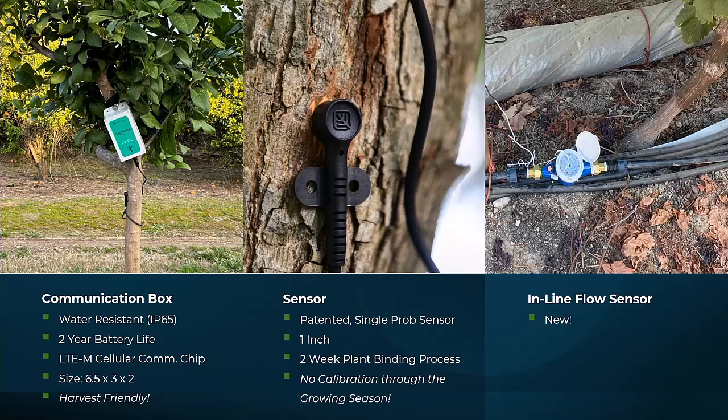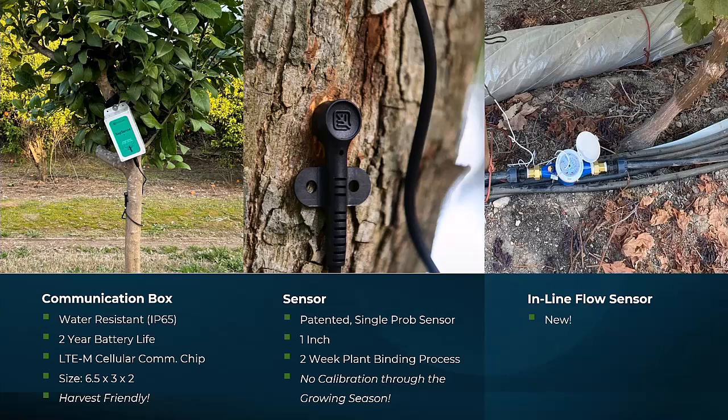So let's take a closer look at the hardware itself. First, on the picture on the left, you have the communication box. So the communication box, we usually hang that in a secure location like the branch of the tree. And the box is extremely durable, very rugged. It comes with a 2-year battery life. It also comes with a rural cellular communication chip that ensures that we can even pick up the weakest signal if you have some issues with signal out in your field.